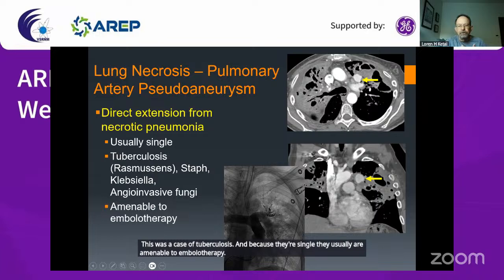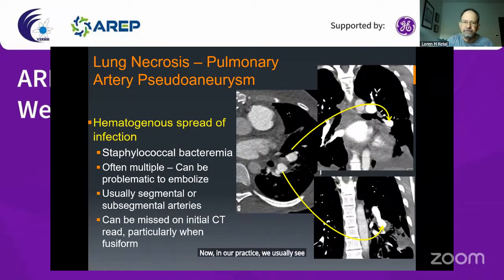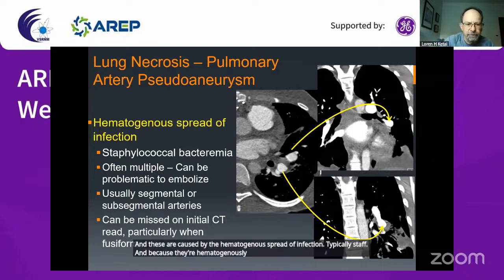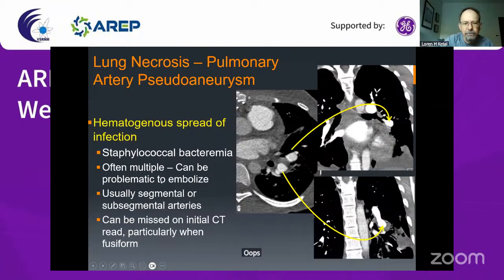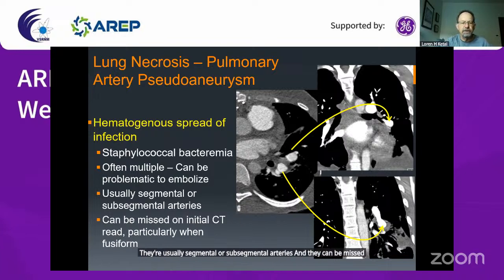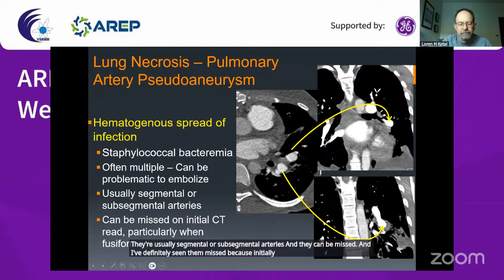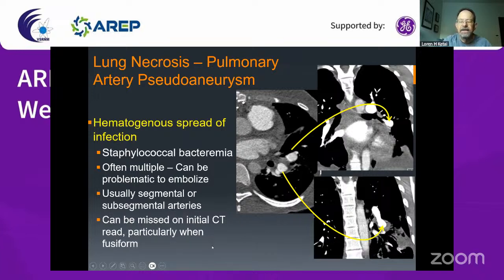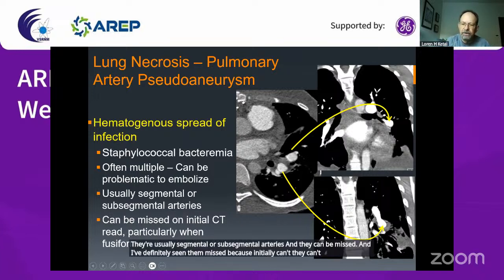Now, in our practice, we usually see pseudoaneurysms of a different flavor, and these are caused by the hematogenous spread of infection, typically staph. And because they're hematogenously spread, they're often multiple. And because they're multiple, they can be problematic to embolize. They're usually segmental or subsegmental arteries, and they can be missed, and I've definitely seen them missed because they're particularly hard to pick out when they're fusiform rather than round.